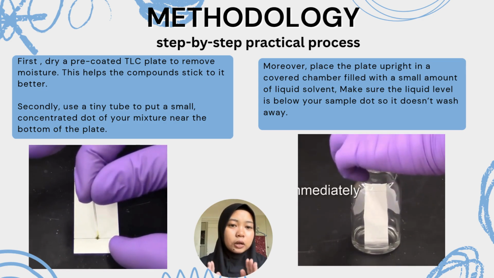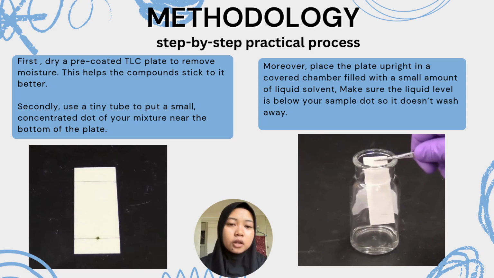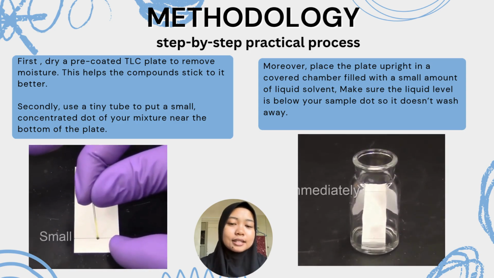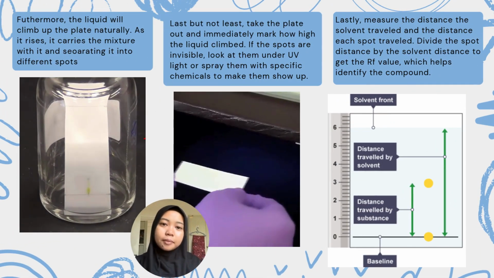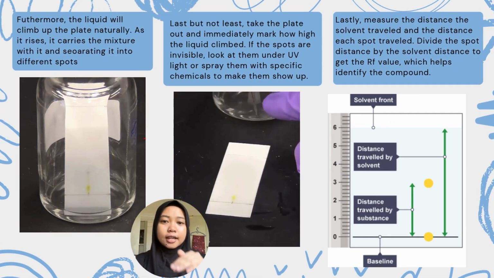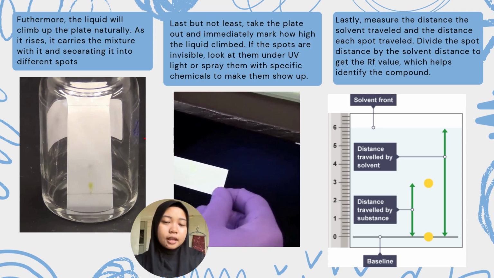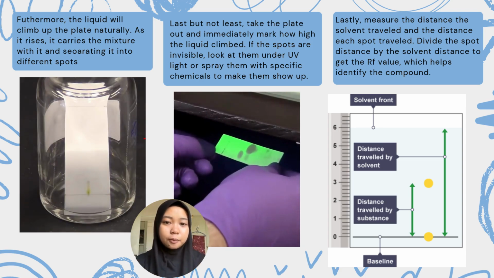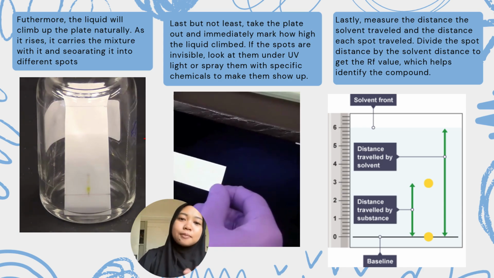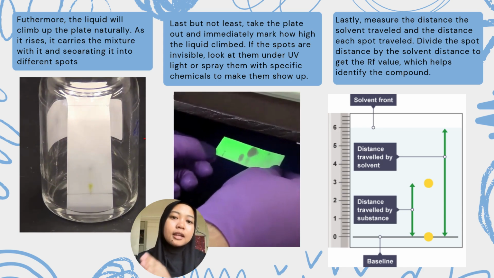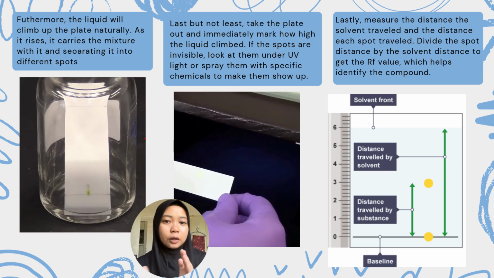Make sure the liquid level is below your sample dot so it doesn't wash away. Furthermore, the liquid will climb up the plate naturally. As it rises, it carries the mixture with it, separating it into different spots. Last but not least, take the plate out and immediately mark how high the liquid climbed.